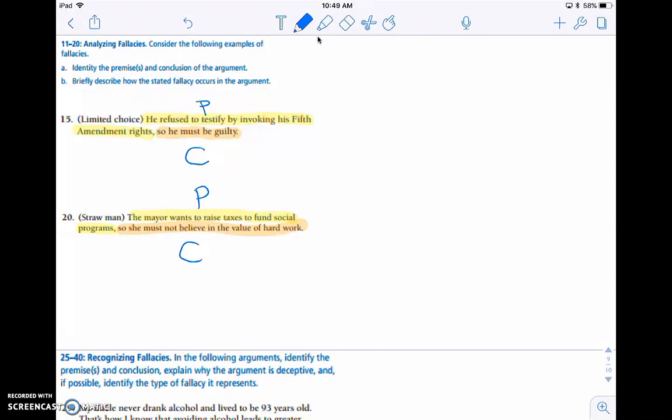So we're not attacking the mayor, but again, we're distorting something that the mayor wants to do. And so when you see that, it's not necessarily an attack, but we see a distortion, especially on a personal level. That's going to be our straw man.